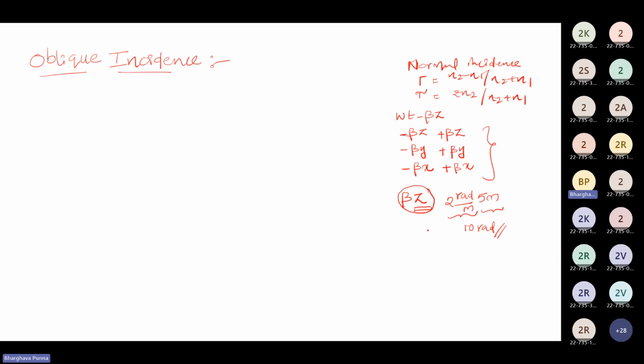So whenever it is traveling in the arbitrary direction, at that time, what we need to do? Beta times whatever distance is traveled by the electromagnetic wave in the arbitrary direction, that distance we have to take. That's it.